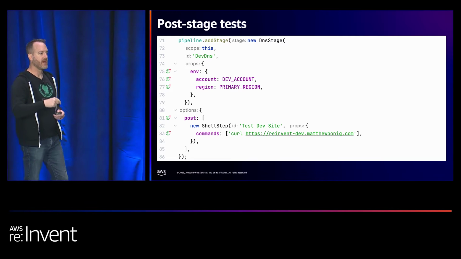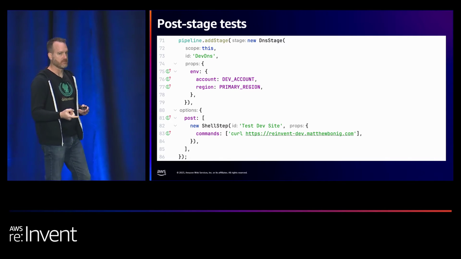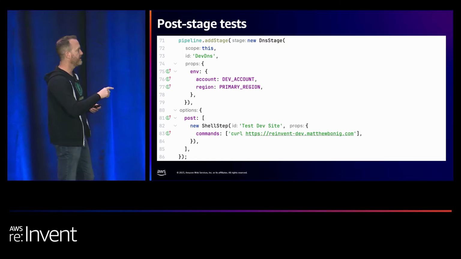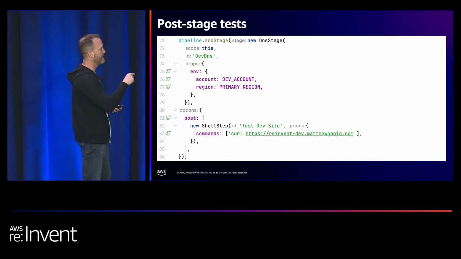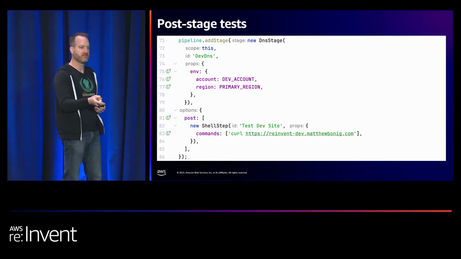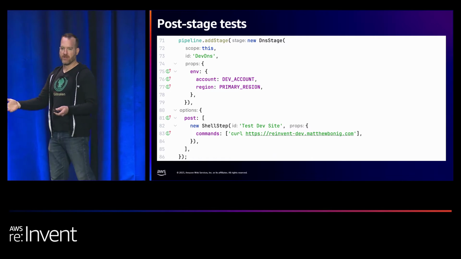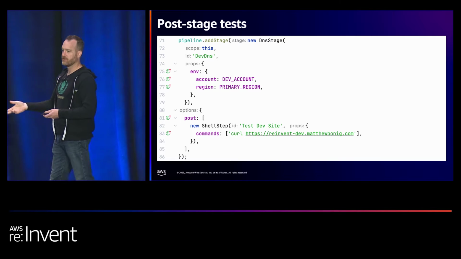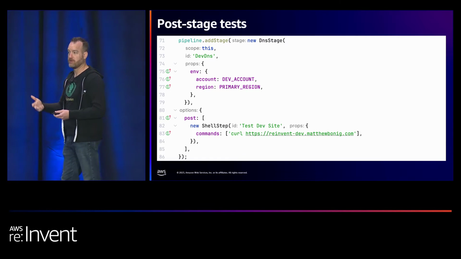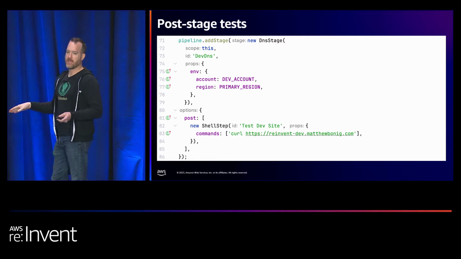Once that's deployed out, I want to run my first of many tests that I'm going to build throughout this whole thing. And this test is a very simple shell command on line 83 that just tries to curl the website. And if that succeeds, then I can proceed with the pipeline and move on to my prod account. But if that fails for any reason, because the site's not available and there's a problem, the pipeline cannot proceed.